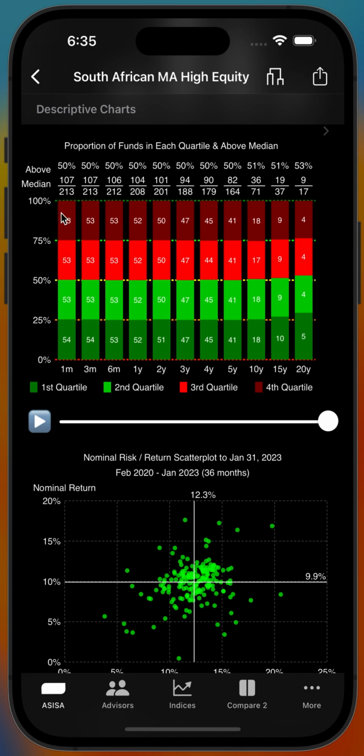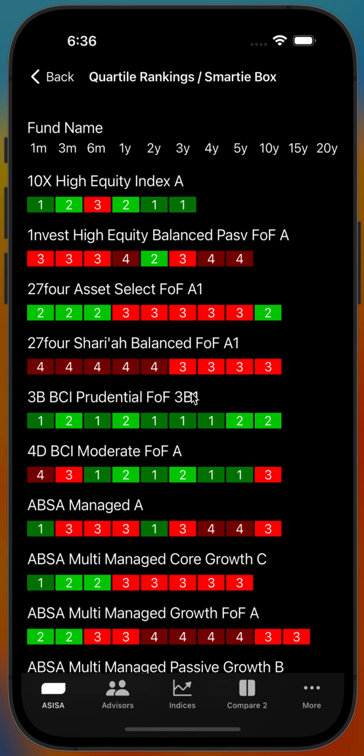Okay, then you get what we call the quartile split, and obviously for the ASISA category you expect a quarter of the funds to be in each of the quartiles. This is performance over 1 month, 3 months, 6 months, all the way out to 20 years. And if you wanted to actually see more detail around, okay, which funds were 4th quartile or 1st quartile over different periods, you can actually click through on this, and you'll see what we call the smarty box, because of all the colors here, of every single fund over each of these periods, how it's performed.